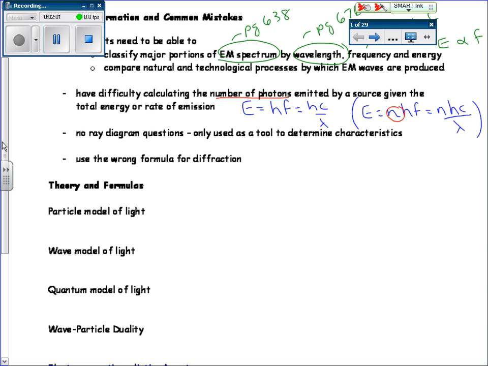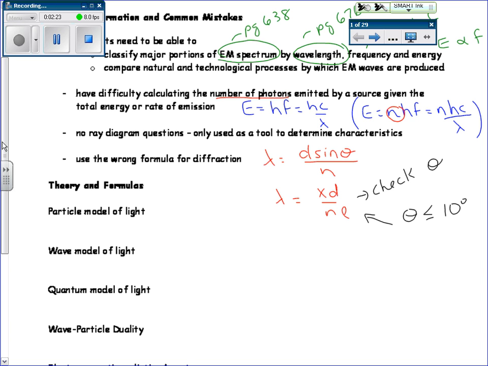And then often the wrong formula for diffraction is used. So remember, there's two. There's lambda equals d sine theta over n, and lambda equals xd over nL. And you always have to check your angle. And then this formula is only good for theta less than or equal to 10 degrees. Otherwise, use this one. I'd say use that one always, unless you specifically have to use this one to solve for something that isn't in here, like L or x.